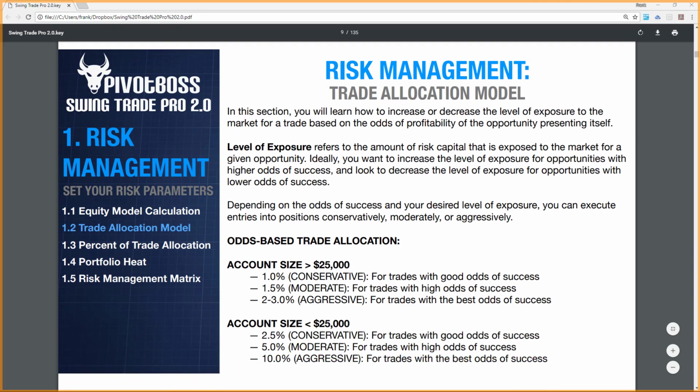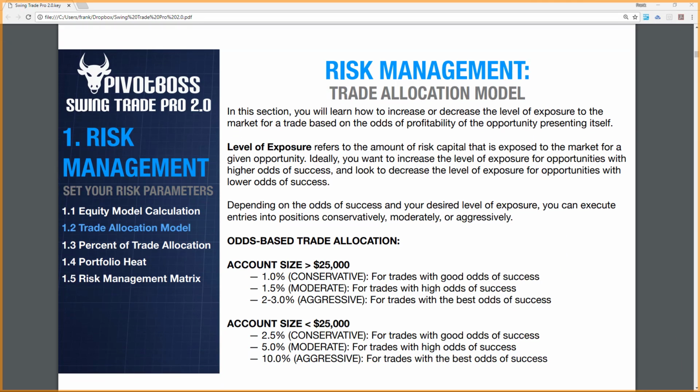Now when it gets to trade allocation in terms of identifying great odds, this is basically where you really get to the meat of things. Again, when you're looking at the odds of success for a given opportunity, if the odds of success are strong, allocate more. If the odds of success are lower, then allocate less. So in this section, you will learn how to increase or decrease the level of exposure to the market for a trade based on the odds of profitability for the opportunity presenting itself.